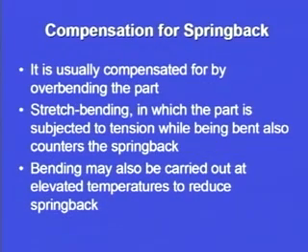Now, compensation for spring back. Spring back definitely takes place when we try to bend a metal sheet, plate, rod, wire or bar. So, it depends on how we can compensate for it. The first remedy for spring back is that it is usually compensated for by overbending the part. Suppose we want to bend it to a particular angle, we will try to bend it to a larger angle so that it will come down to the shape that is desirable. So, overbending is one of the remedies for spring back.